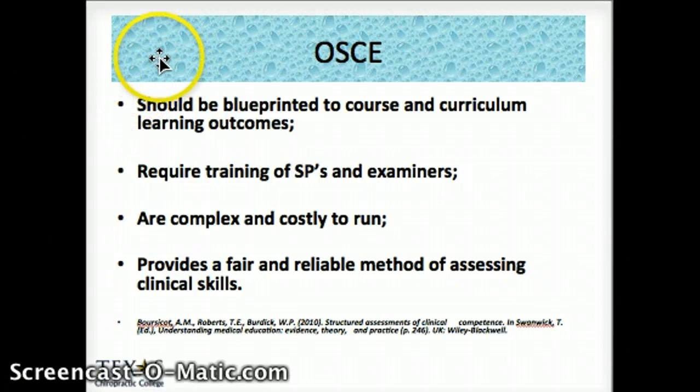For an OSCE to be done properly, it should be blueprinted, and blueprint meaning matching to the course or the curriculum learning outcomes at hand, or the ones that the student is responsible for. It requires training of the standardized patients and the examiners. They tend to be costly, and they do provide a fair and reliable method of assessing clinical skills.